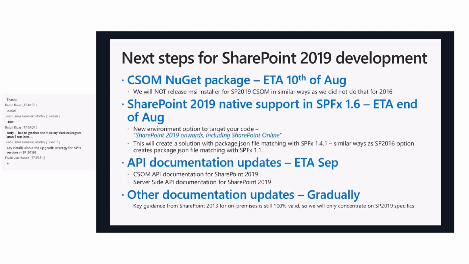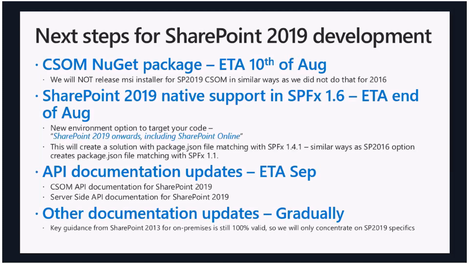This is obviously highly dependent on what kind of feedback you as a community are giving us, because we have quite significant resourcing challenges on the documentation side as well. We need to understand what the highest demand on the documentation requirements is. Key guidance on SharePoint 2013 or 2016 is 100% still valid. Feature framework, classic farm solution development, all of those things absolutely work in SharePoint 2019 as well. So we're not going to have a copy of that content. We rather complement that content with the SharePoint 2019 relevant stuff.